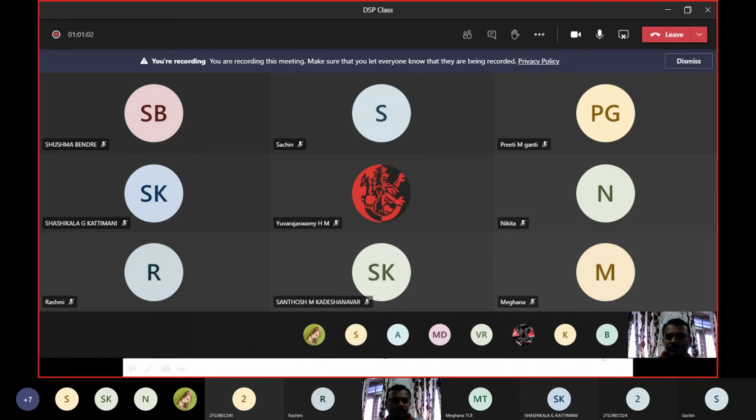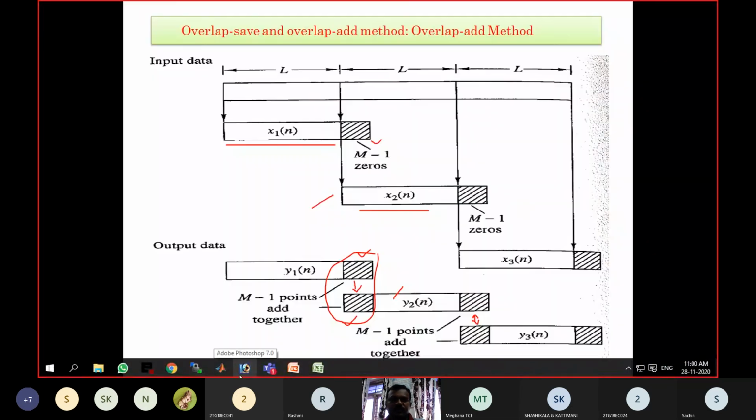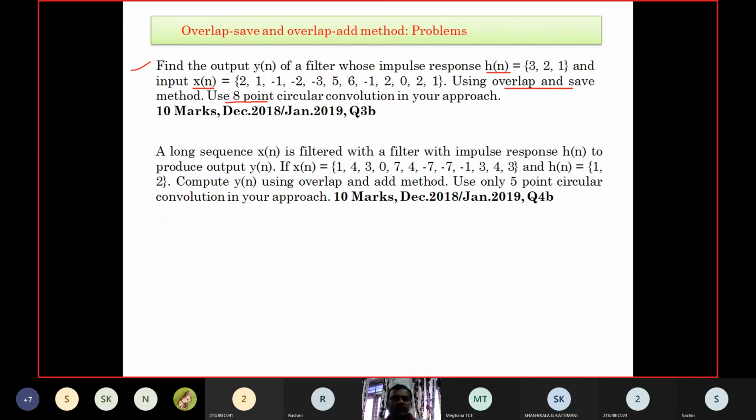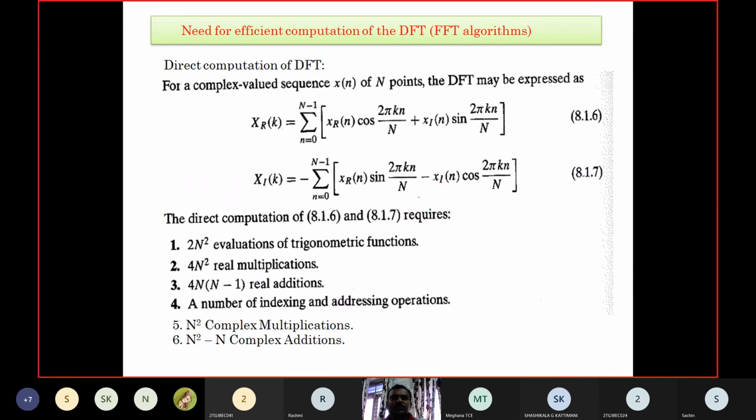So this one is today's session, and in the next class we deal with the calculation. If I need to make it speed, so if I want to perform fast calculation for any long sequence, how to perform? That is the need for efficient computation of the discrete Fourier transform. So here we are going to talk about the fast Fourier transform. So here we have the calculation steps.